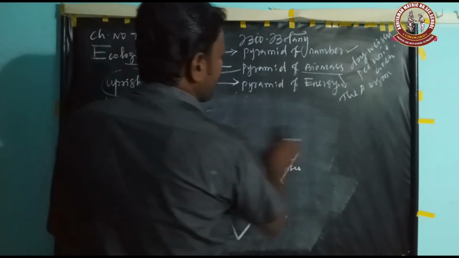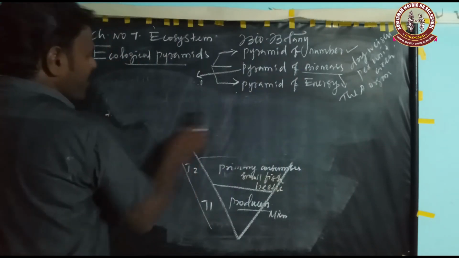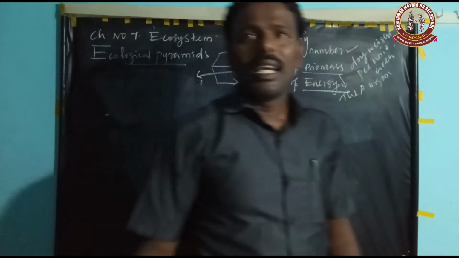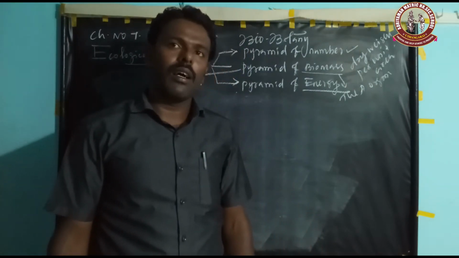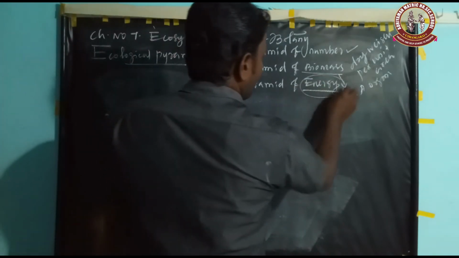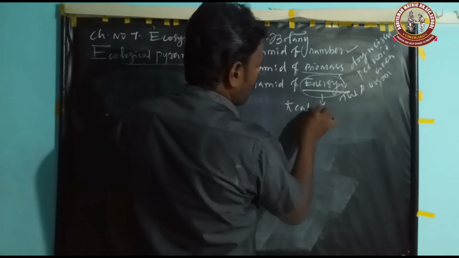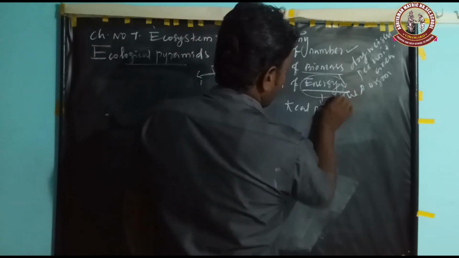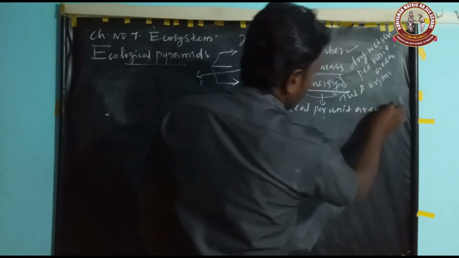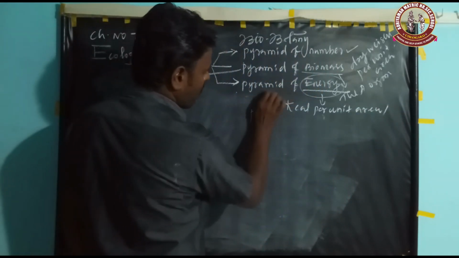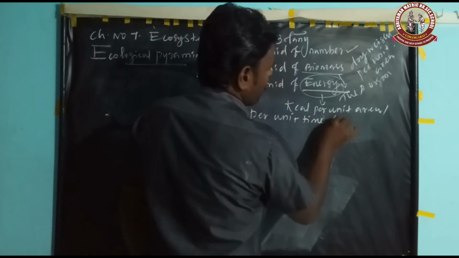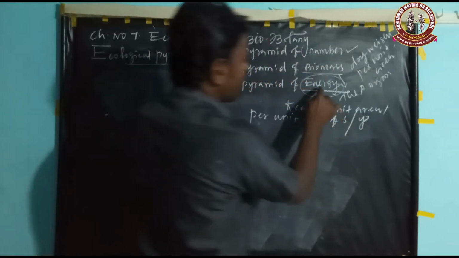Then the third type is the pyramid of energy. So what is energy? The energy is nothing but kilocalorie per unit area per unit time of season. That's why it is the energy.